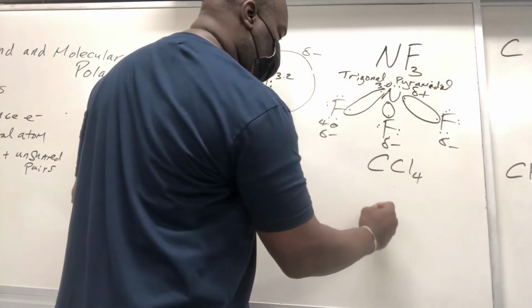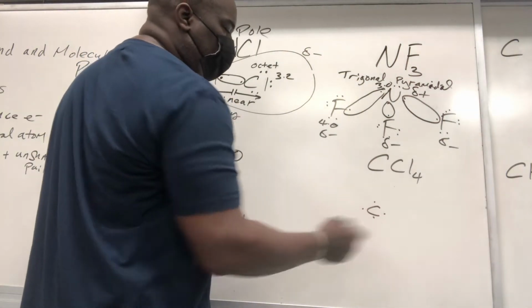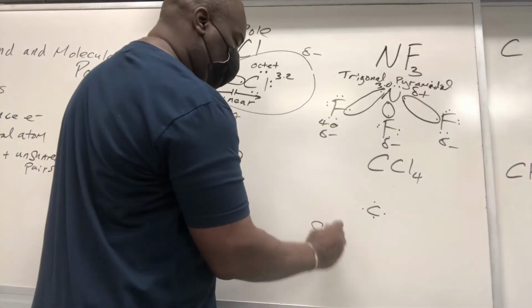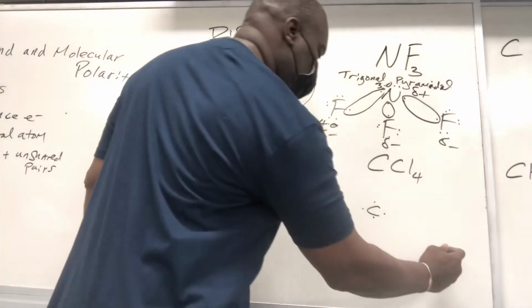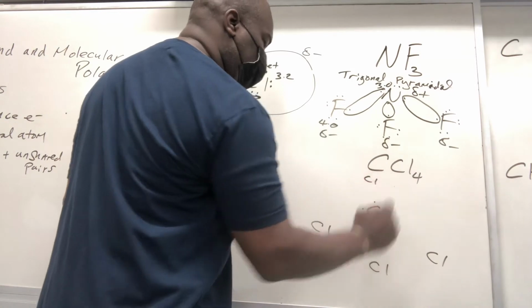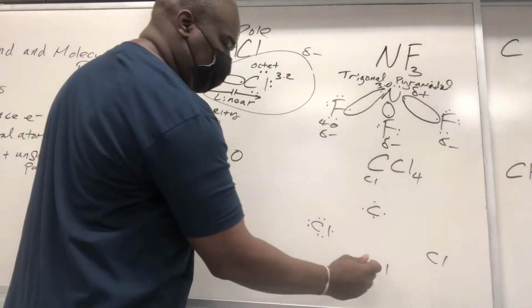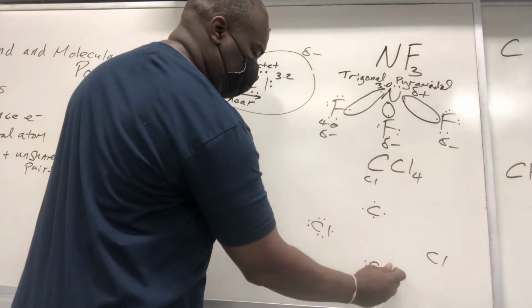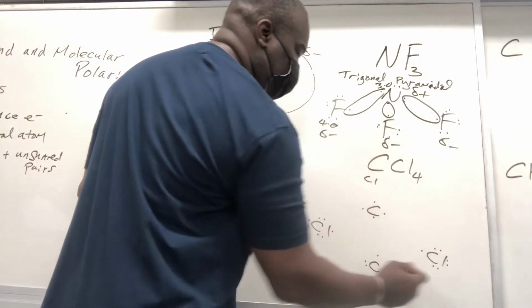CCl4, carbon tetrachloride. Carbon has 4 valence electrons. He wants to make 4 bonds. Chlorine has 7 valence electrons. He only wants to make 1 bond, because 7 plus 1 gives him 8, a stable octet. That's all he needs. All right. So we can always put your dots in, people. Okay, don't take shortcuts.